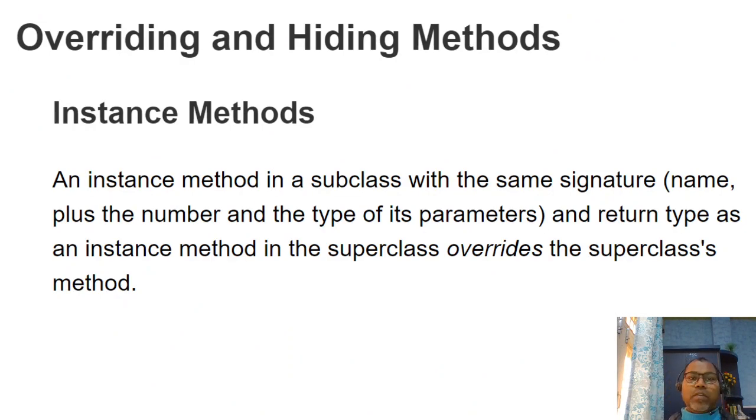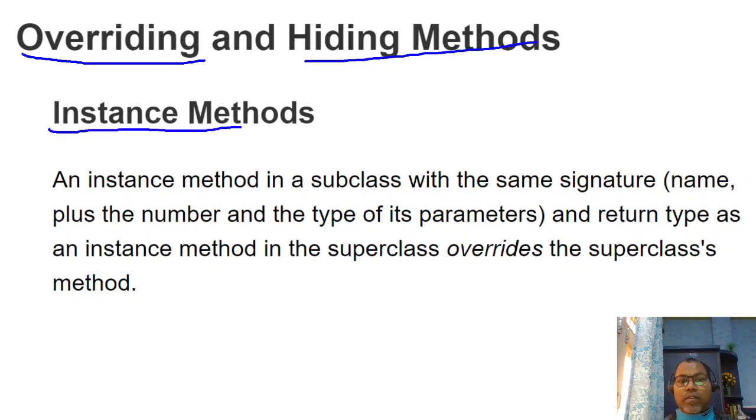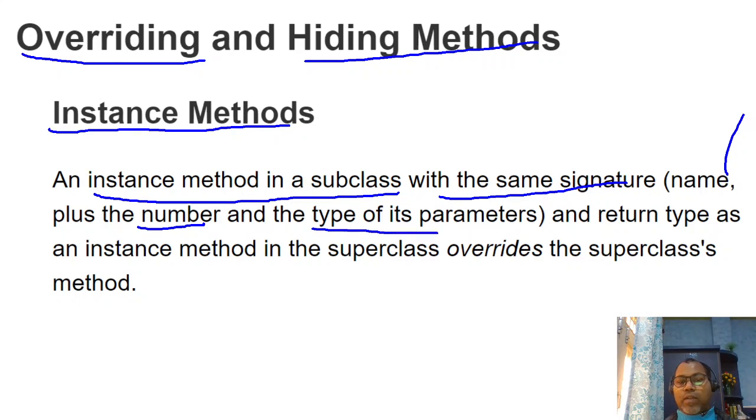So I have discussed here about overriding and method hiding. An instance method, a non-static method, in the subclass with the same signature, meaning name plus number of arguments and type of its parameters, and the same return type as an instance method in the superclass, overrides it.